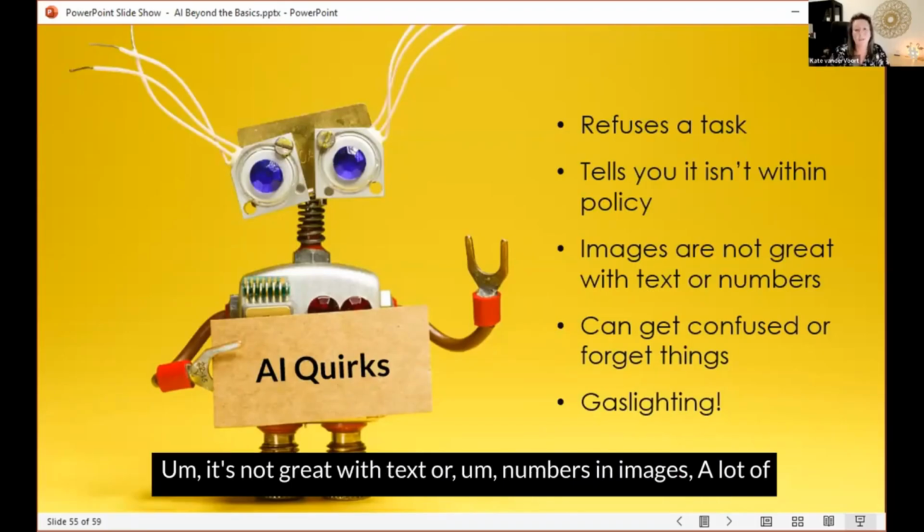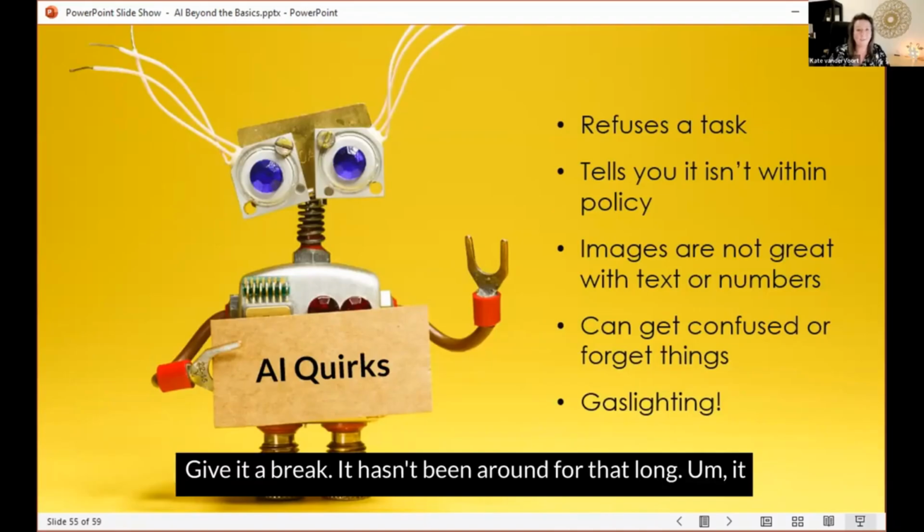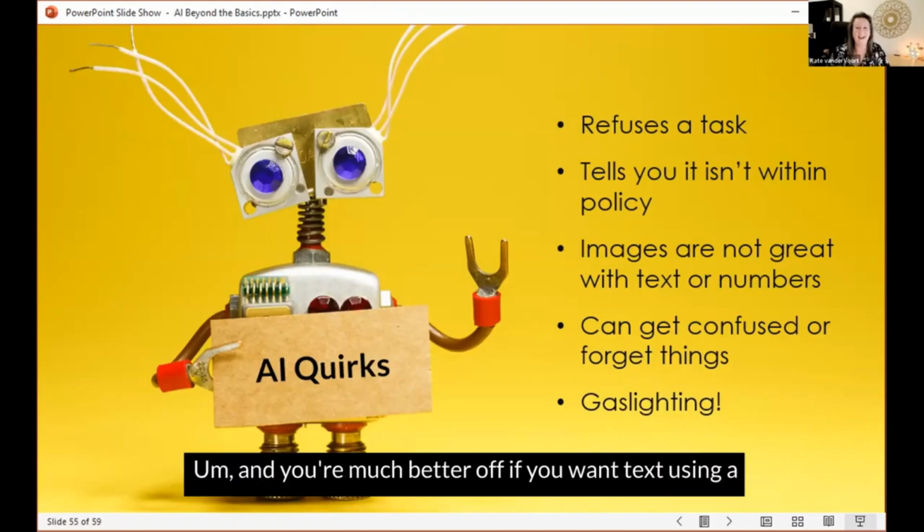It's not great with text or numbers in images. A lot of people get really frustrated. Give it a break. It hasn't been around for that long. It doesn't do fingers very well.